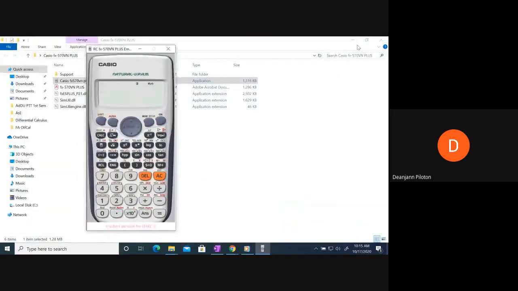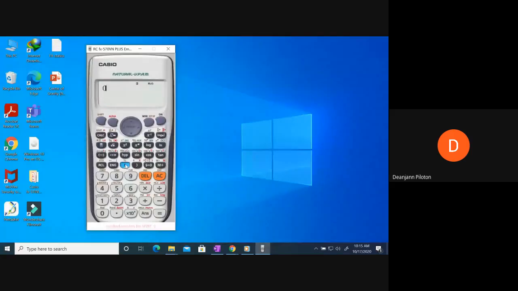Tapos kanang calculator. So, input nimo tong g of x. So, open parenthesis, then alpha x minus 2, then close parenthesis, then open parenthesis, then alpha x minus 1. Then mag-press na lang kag calc.